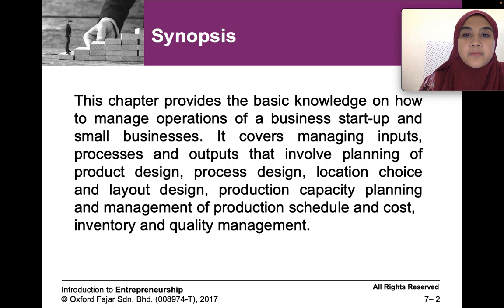This chapter provides the basic knowledge on how to manage operation of a business startup and small businesses. It covers managing inputs, processes, and outputs that involve planning of product design, process design, location choice and layout design, production capacity planning, and management of production schedule and cost, inventory and quality management. So, by looking at the synopsis of this chapter, you can see that there are many things that will happen during the operational process.